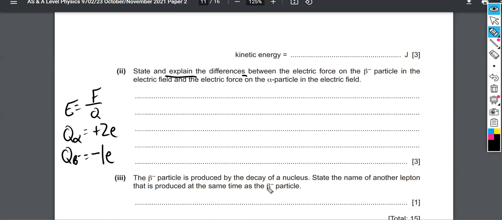The final question says the beta minus particle is produced by the decay of a nucleus. State the name of another lepton that is produced at the same time as the beta minus particle. So a beta minus particle is an electron, and so you're going to get an antiparticle. The anti-neutrino goes along with that.